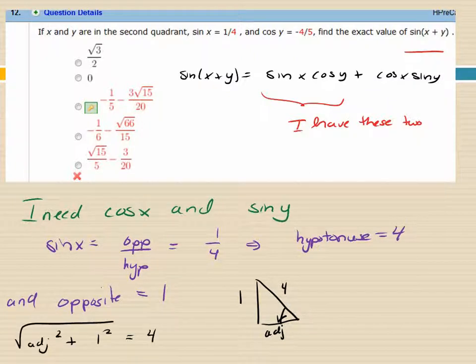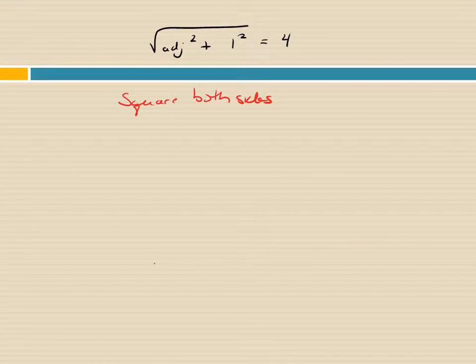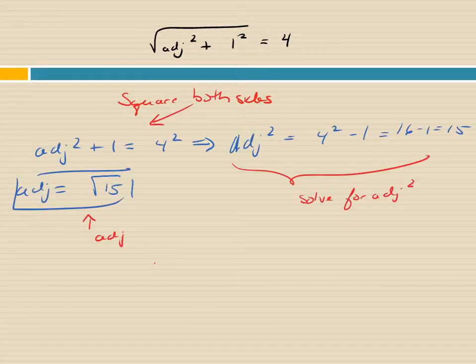So how do I get it? Pythagorean theorem. Leg squared plus leg squared is hypotenuse squared, or the square root of leg squared plus leg squared is hypotenuse. So I know that the hypotenuse is 4. I don't know this side. I know this side. I plug them all into the Pythagorean formula. I square both sides. If I square both sides, the hat goes off, and the 4 gets squared. And I did some of this, it was just getting too long. 4 squared is 16, minus 1 is 15. So I get a 15 on the other side. So adjacent squared is equal to 15.